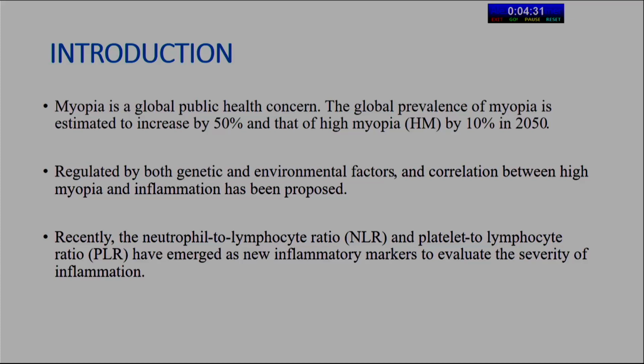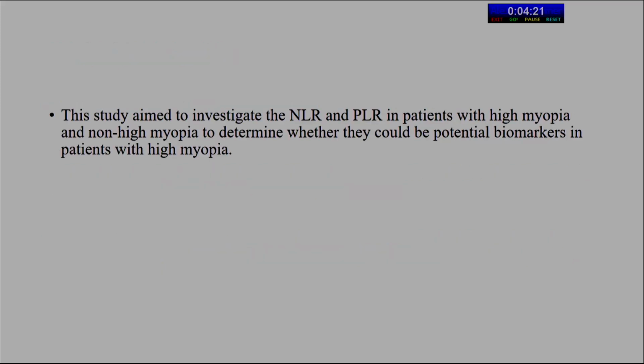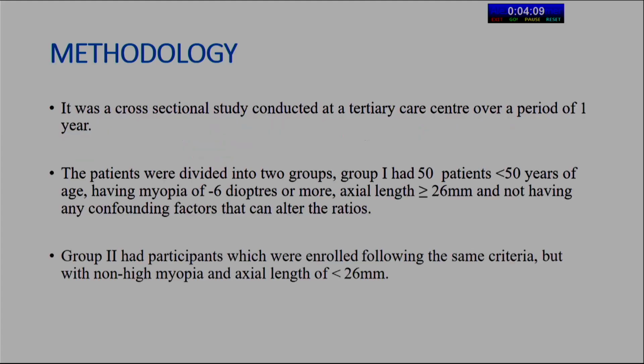Recently, the neutrophil to lymphocyte ratio and platelet to lymphocyte ratio have emerged as new inflammatory markers to evaluate the severity of inflammation. This study aimed to investigate the NLR and PLR in patients with high myopia and non-high myopia to determine whether they could be potential biomarkers in patients with high myopia.